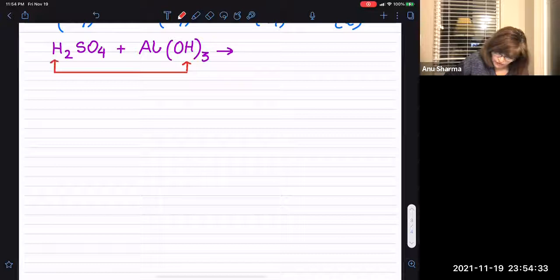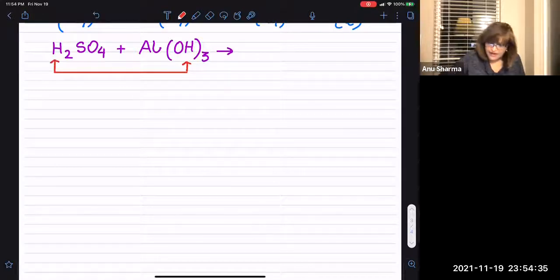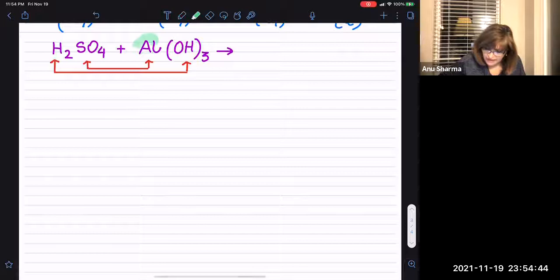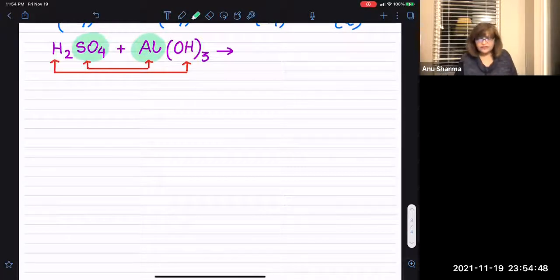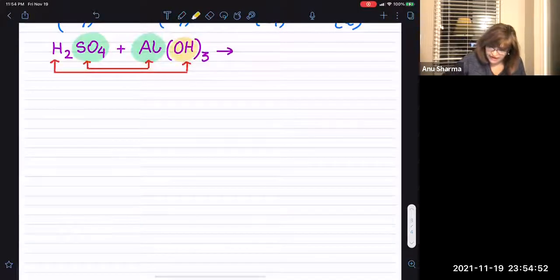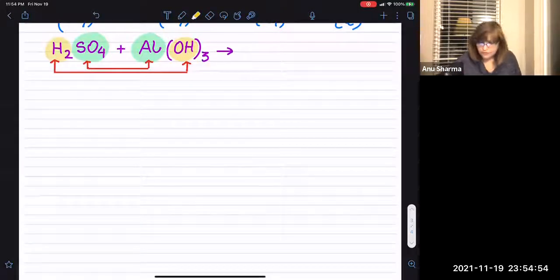So these two are going to connect to make water, and aluminum and sulfate are going to connect. So outer and inner. So we see that aluminum and sulfate, when they connect, then what is produced? And then we have this OH and hydrogen. So it's still going to be water.